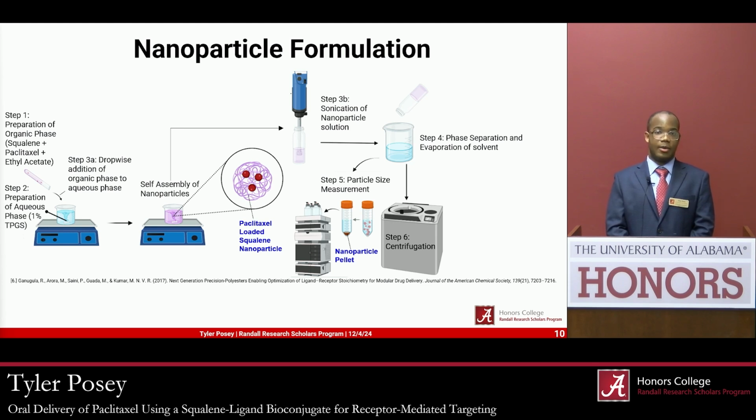After that, in the third step, we can add our organic phase dropwise to our aqueous phase. This causes self-assembly of our nanoparticles, as shown in the diagram. We then ensure that they're all the same size by using sonication before adding them to water and evaporating the ethyl acetate to remove the excess solvent. After that, we take our size measurements of our nanoparticles before centrifuging them. And when we centrifuge them, we can collect them as a macroscopic pellet as reflected in the diagram.